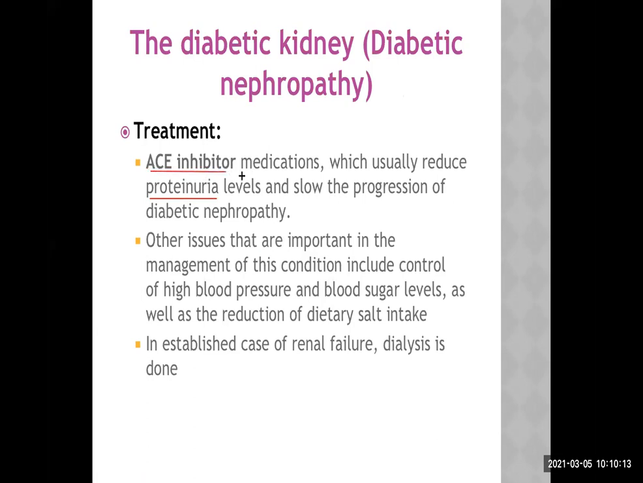So don't forget that. They decrease proteinuria, and they decrease the blood pressure as well in the patient. By decreasing proteinuria, they slow the progression of diabetic nephropathy. So they are a good drug in this case. All those prils, enalapril, captopril, lisinopril, ramipril, all of these drugs can be written here.